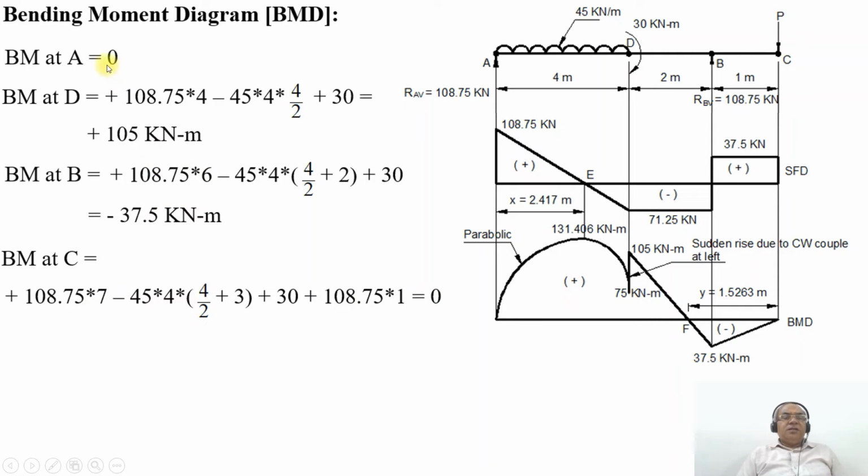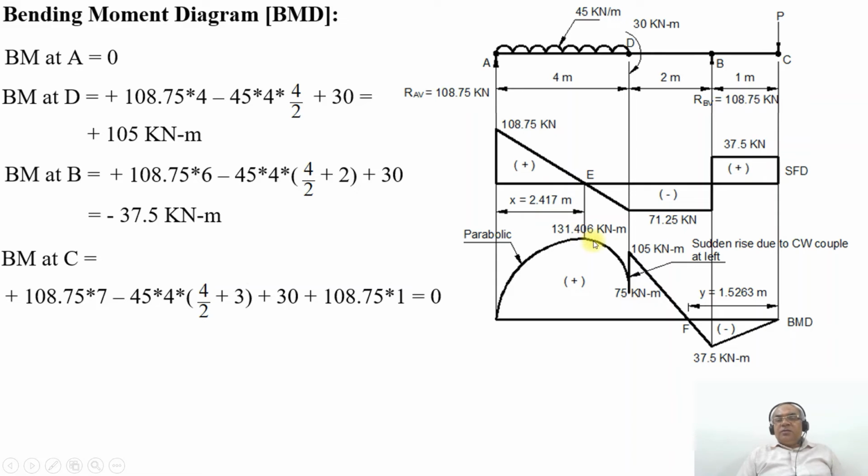If you see the plotting, BM at the point A is 0, BM at the point D will be equal to 105 kilonewton meter. But we cannot join between these two. That is because SF is changing its sign from positive to negative value at this point E. So therefore, at that point, you are going to get the maximum bending moment. Therefore, we cannot join between these two at this juncture.